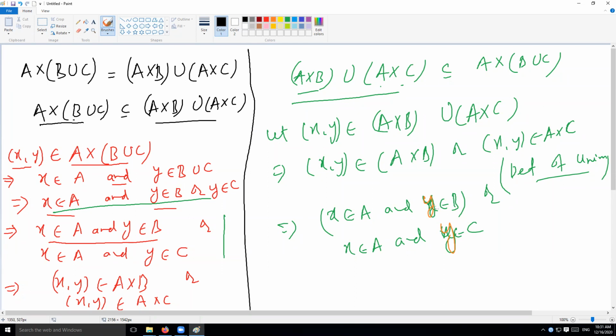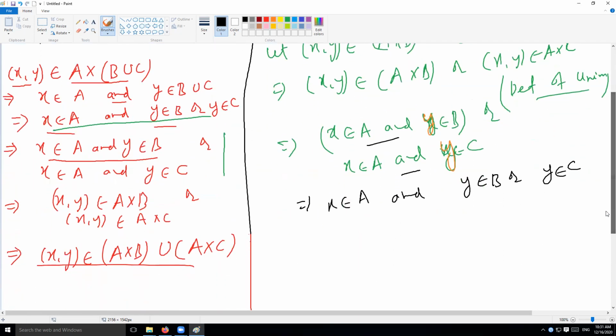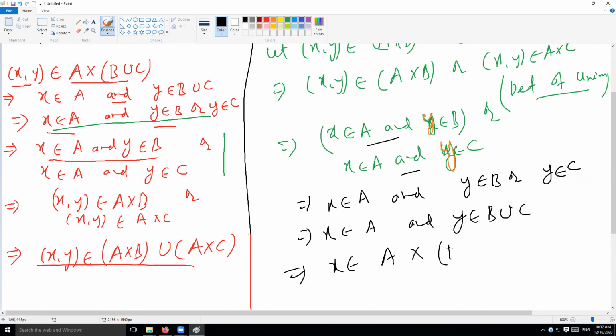Now I can say, no matter what happens, whether this case occurs or this case occurs, X is in A. In both cases, X is inside A. But about Y, I don't know whether Y is going to be in B or in C. So Y belongs to B or Y belongs to C. Again, by the distributive laws of logic, I can say that X must be in A and Y must be in B union C. So therefore, (X, Y) must be in A cross B union C.